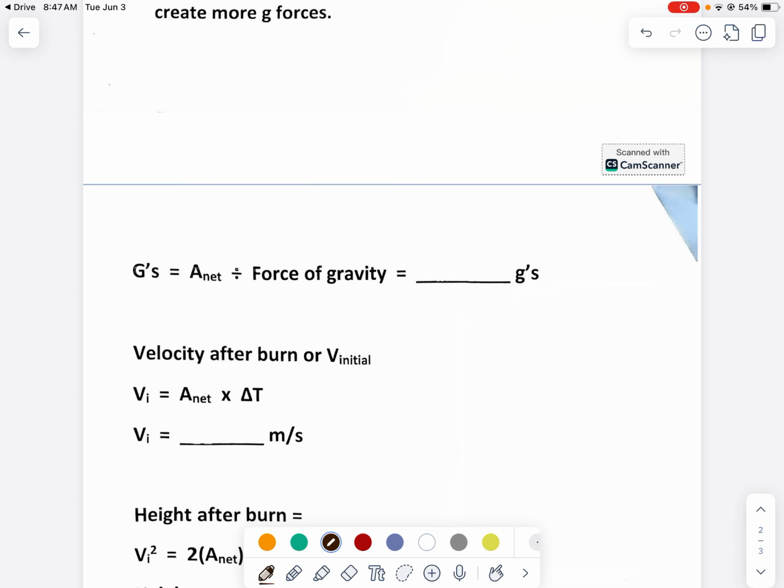So all we need to do is take our net acceleration, which we found was 63.76 meters per second squared. We're going to divide that by our gravitational constant, which is 9.8 meters per second squared. Notice we divided meters per second squared by meters per second squared, so we're just getting a ratio. Go ahead and give that number a try.